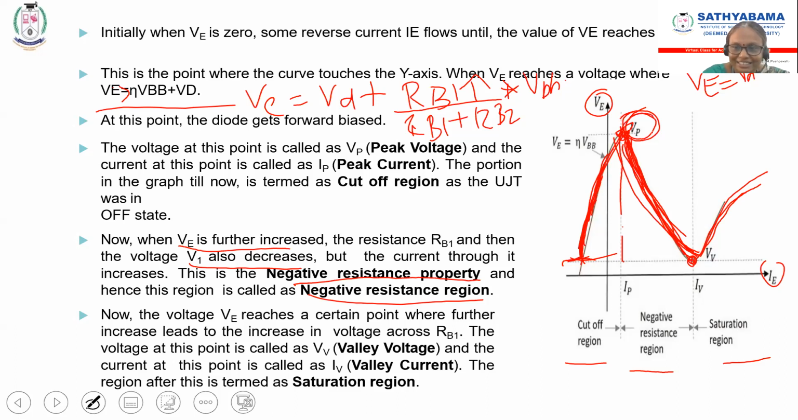Once it reaches my peak point and VE increases further, again RB1 and the voltage decrease. Due to the negative resistance property, with the further increase in current, the voltage falls. Then I keep increasing the current till it reaches the valley point, and beyond that, in the saturation region, the current value increases. So you have to understand the cutoff region, the negative resistance region, and then the saturation region. Are you clear?